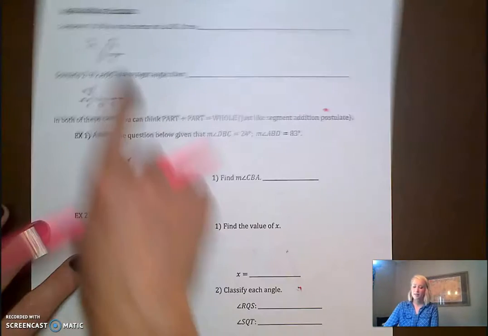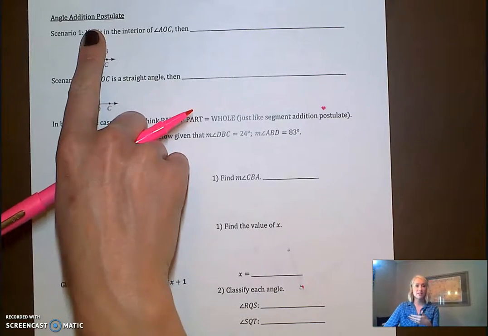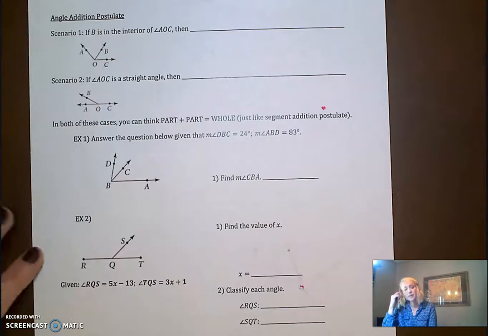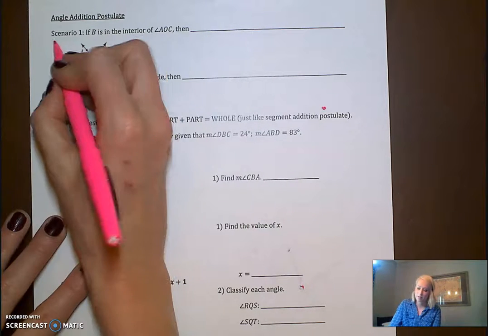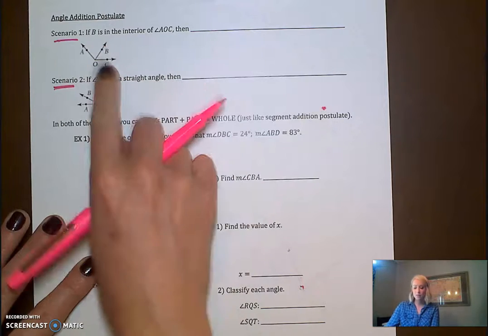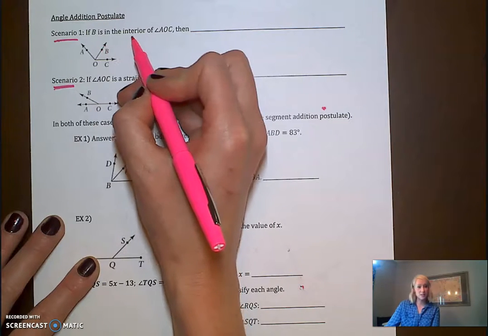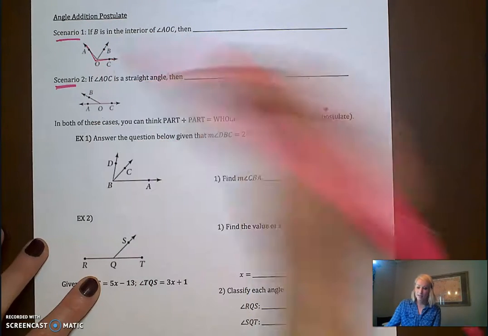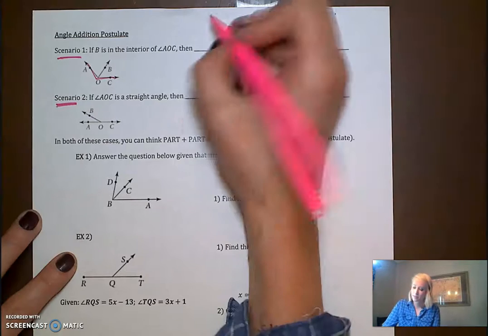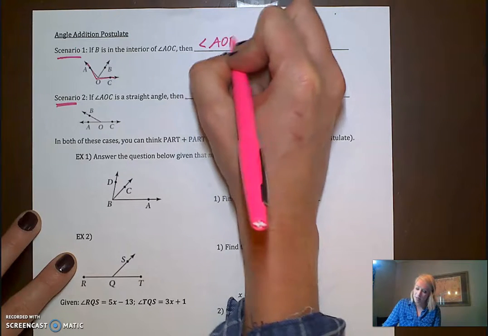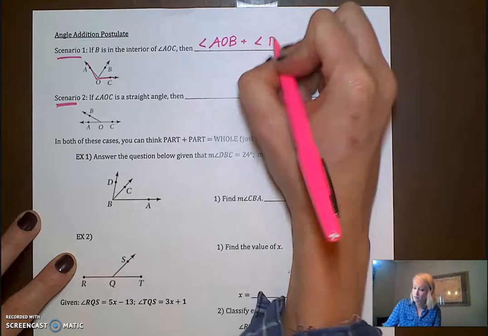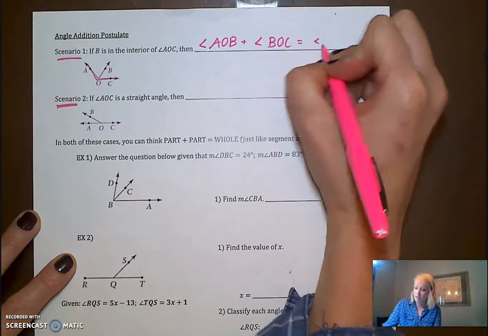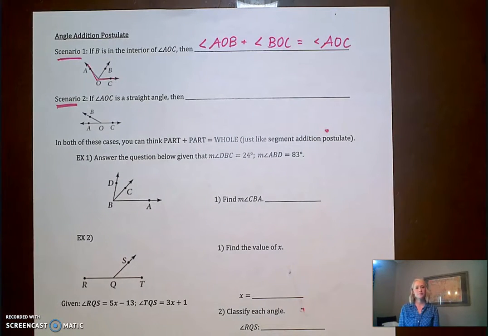All right, on the back, the angle addition postulate. So let's really get into what the lesson's about here. There's two scenarios with the angle addition postulate. The first one: if B is on the interior, or inside, angle AOC, then here's what you know. And this is super mathy. Write it down and I'll explain. Angle AOB plus angle BOC equals angle AOC.